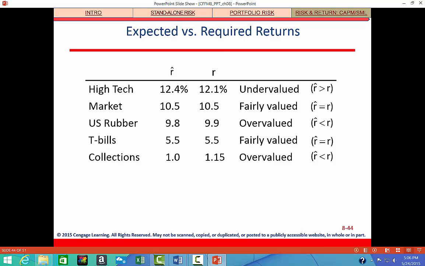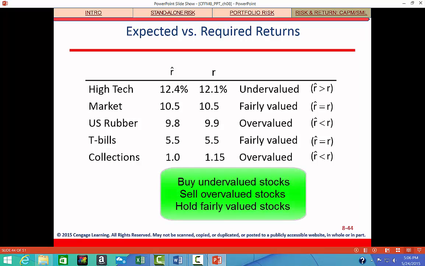Now the high tech, you can see that the expected return is greater than the required return. And whenever that occurs, that means you're expecting to get more than actually is required. That's one way to think about it. And so it's an undervalued stock, and that means you should buy it because it should rise in value to go up to its true value. So undervalued stocks you always buy.